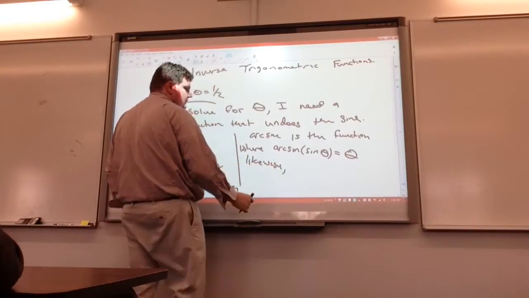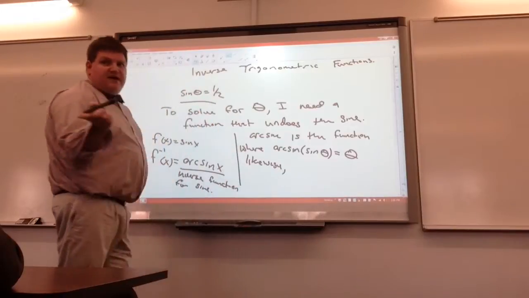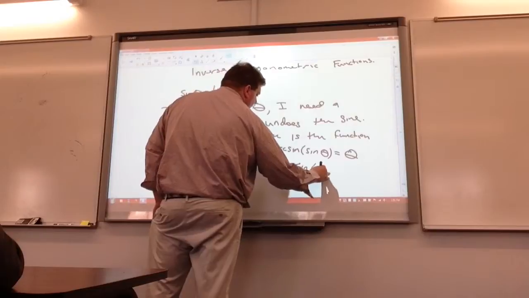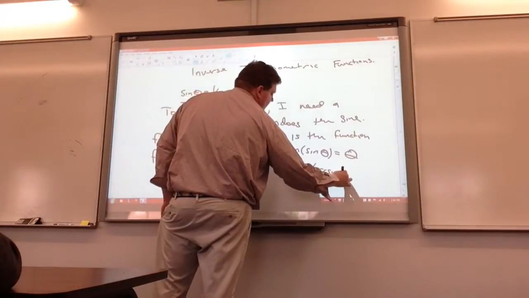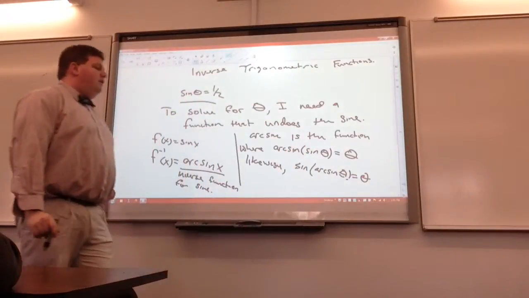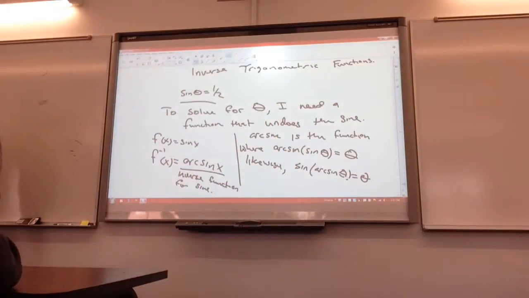the arc sine's a button on the calculator. It's like the sine with the -1, that's the arc sine. Likewise, the sine of the arc sine of theta is also equal to theta. So the arc sine is just a function that undoes the sine.